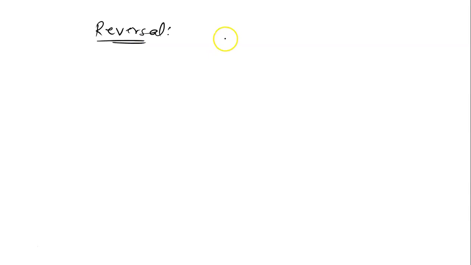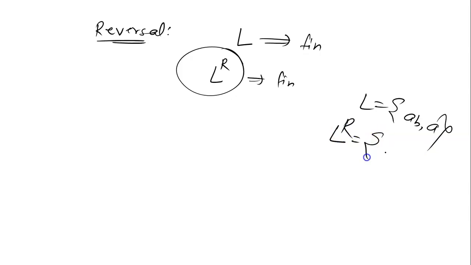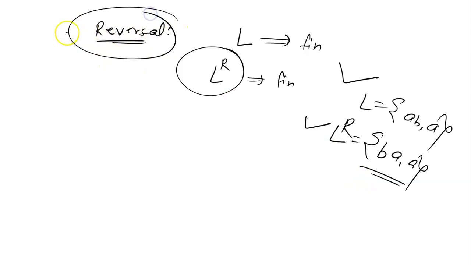Now reversal is also a very easy operation. If you have a language L, let's assume this L is a finite language. Now what will be L reverse? L reverse will also be a finite language. For example, consider this L. Now what will be L reverse? L reverse will be this. You can see that if L is finite, then L reverse is also finite. So we can say that the set of finite languages is closed under the reversal operation.